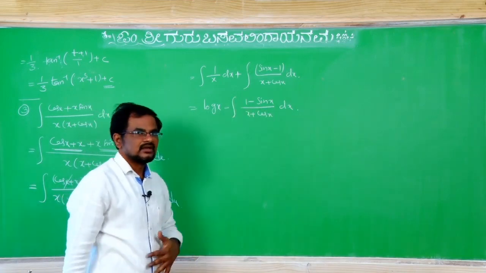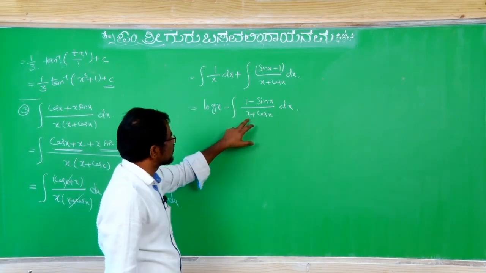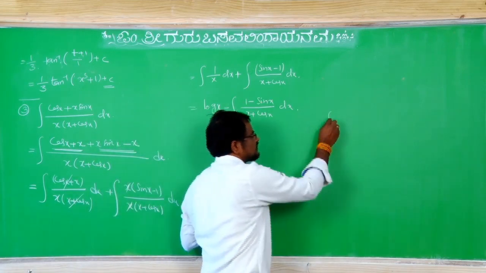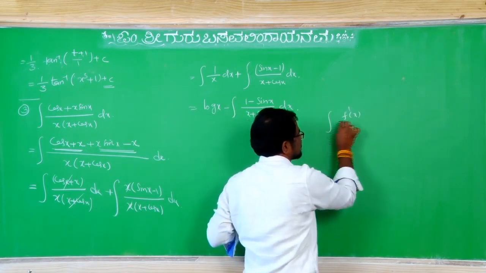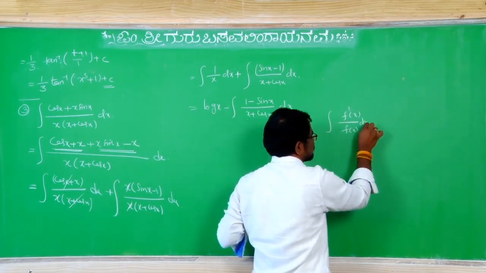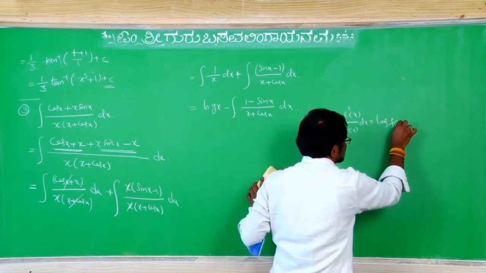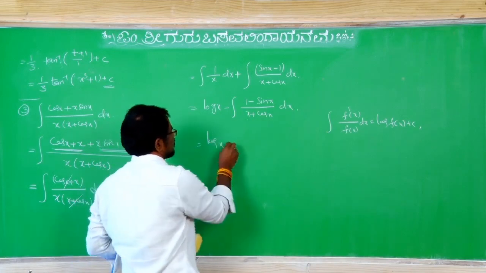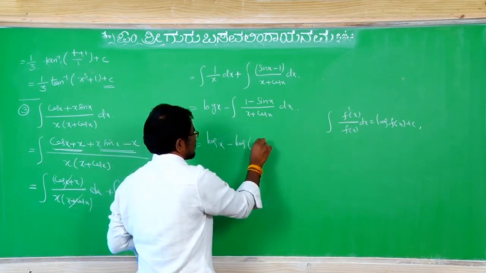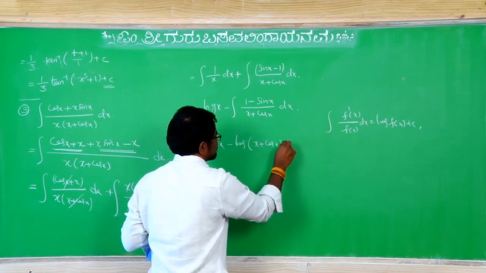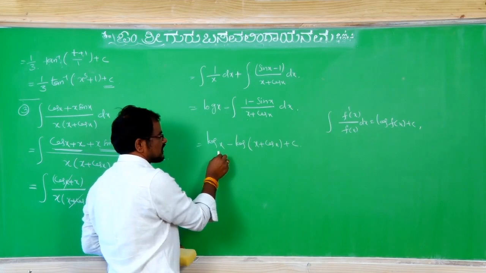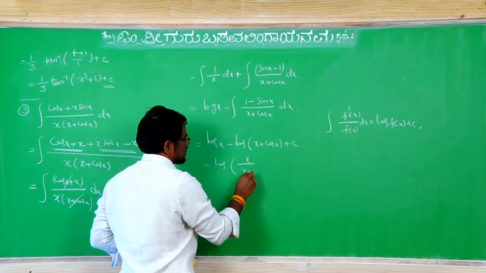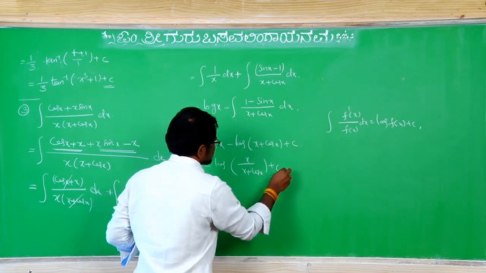1 minus sin x. Now do the differentiation: the differentiation of x is 1, the differentiation of cos x is minus sin x, so it is in the form of the integral of f dash of x by f of x dx equal to log mod f of x plus c. So this is log x minus log mod of x plus cos x plus c. It is again in the form of log a minus log b, which equals log of a by b, so log of x by x plus cos x plus c. This is our answer.